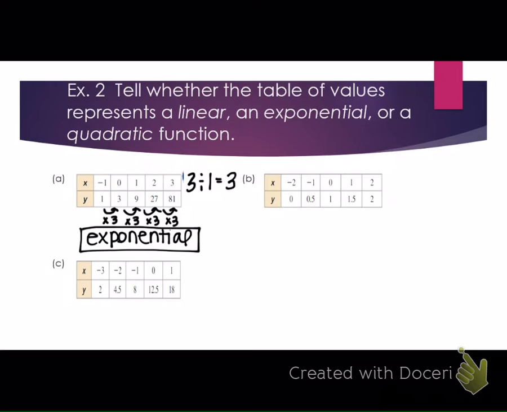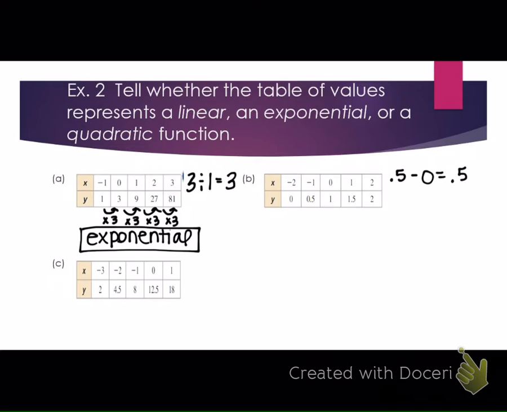Now let's look at letter B. We've got a 0, we've got a half, and then we've got a 1, and then a 1 1/2, and then a 2. So for me, these numbers are small and close together, so I am going to test for a common difference. So I take that 0.5, and I subtract that 0, and I get a common difference of 0.5.